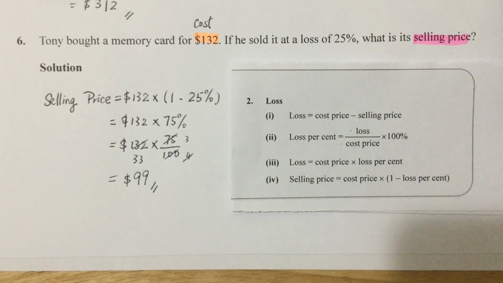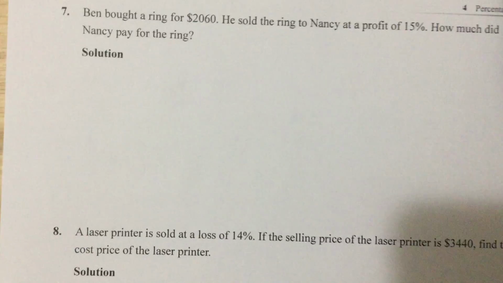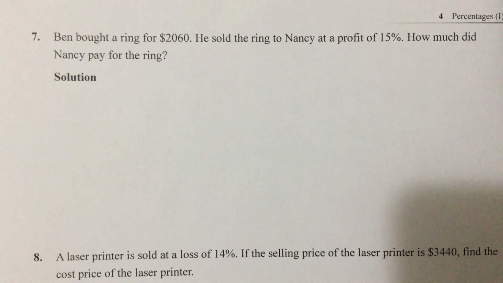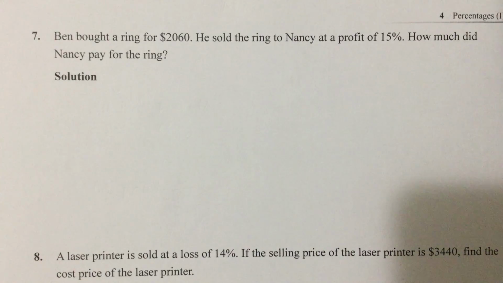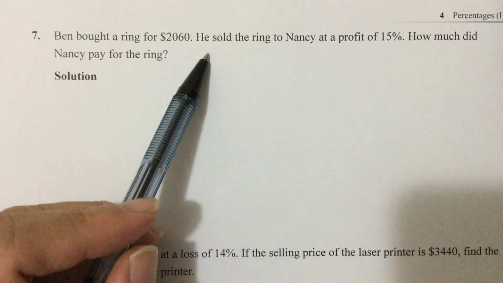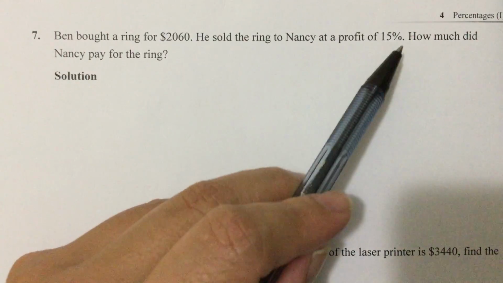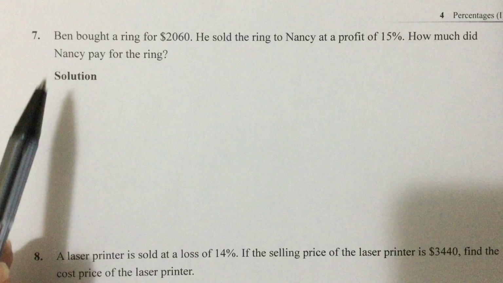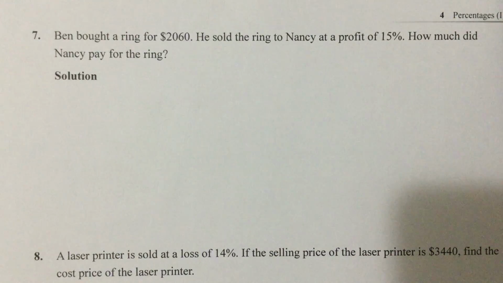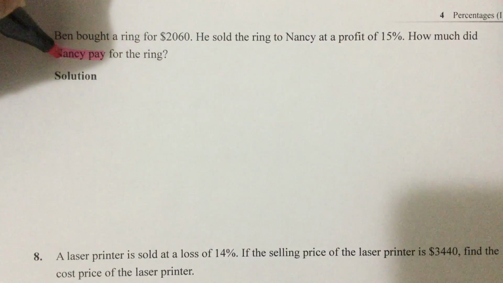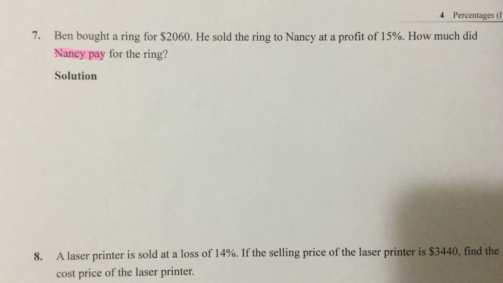Okay, now we will go to question 7. Okay, now let's look at question 7. This time, Ben bought a ring for $2,060. He sold the ring to Lancy at a profit of 15%. How much did Lancy pay? So what Lancy paid is the selling price this time. What we are going to find is the selling price.